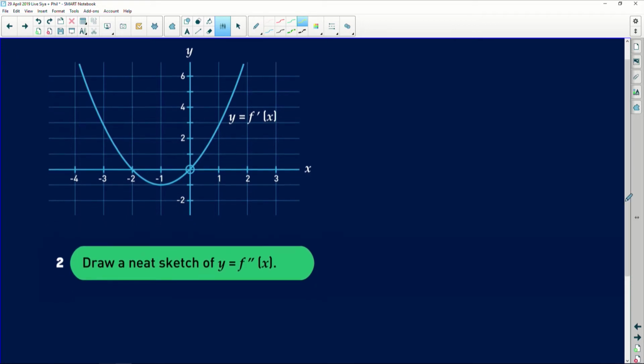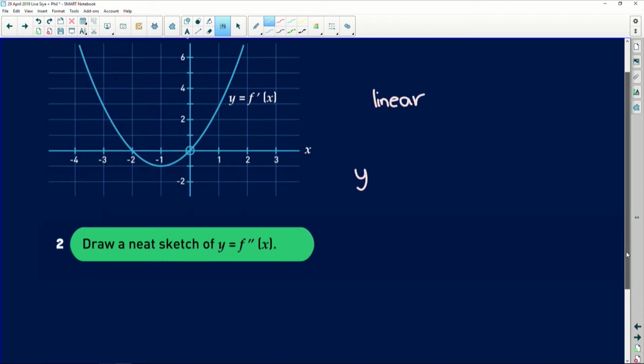It says, draw a neat sketch of y equals the second derivative of f of x. So remember what we said, that is a linear function. Here we simply need to find the second derivative of the original function. So we find the derivative of this function here. So we have the turning point.